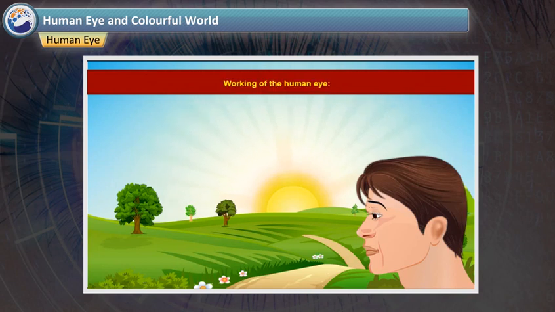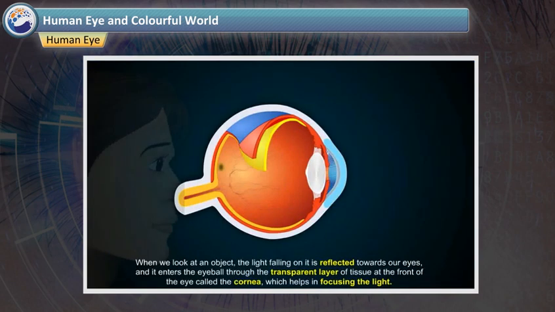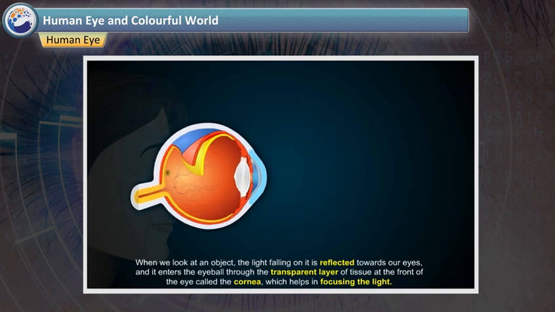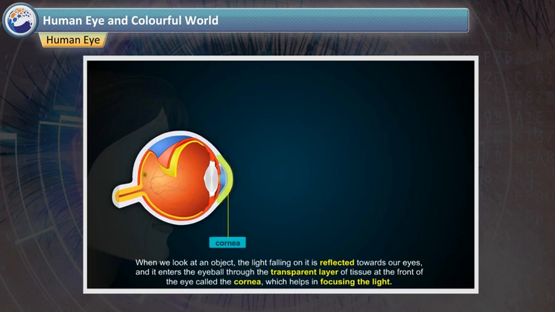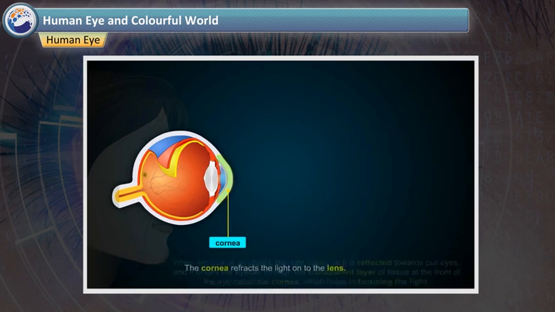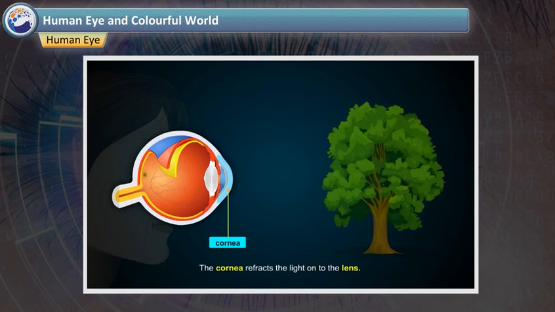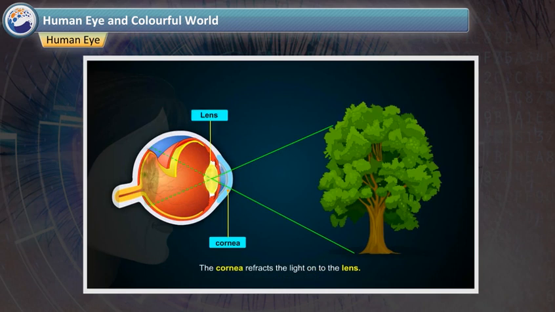Working of the human eye. When we look at an object, the light falling on it is reflected towards our eyes, and it enters the eyeball through the transparent layer of tissue at the front of the eye called the cornea, which helps in focusing the light. The cornea refracts the light onto the lens.